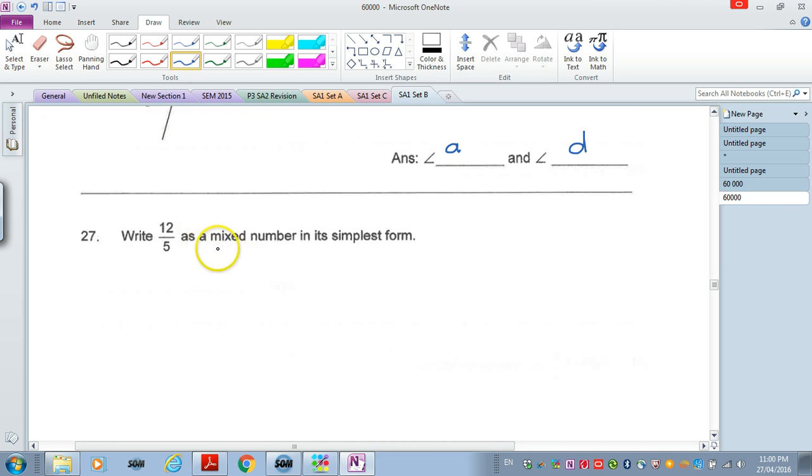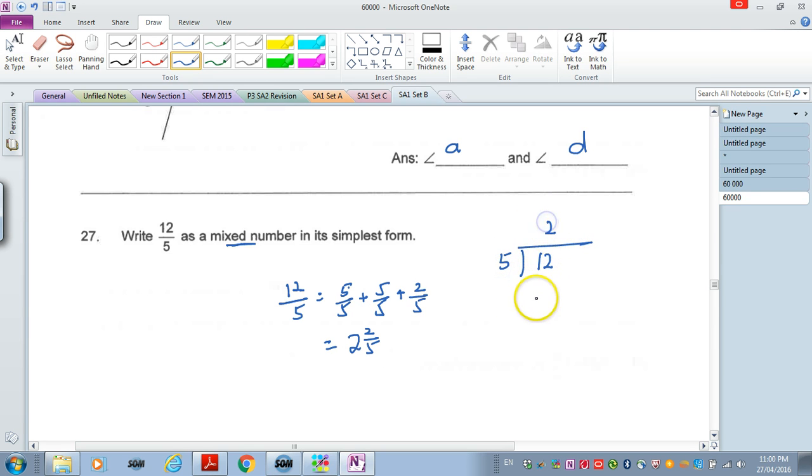Write 12/5 as a mixed number. So 12/5, I know 5/5 makes 1 whole, 2 whole and 2/5. It's 5 plus 5 is 10 plus 2 is 12. So it's 2 whole and 2/5. Alternatively, I can take 12 divided by 5. I will get 2, remainder 2. So 2 will be my 2/5. This is my whole number. So it's 2 whole and 2/5.